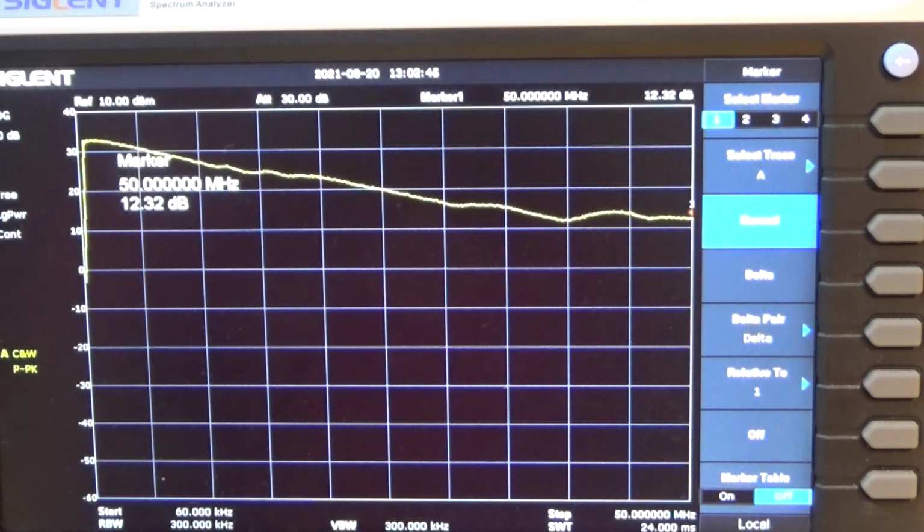So it's got quite a wide bandwidth, the amplifier. It's probably more limited by the balun than the actual loop amplifier. So there you go, final end of the video.